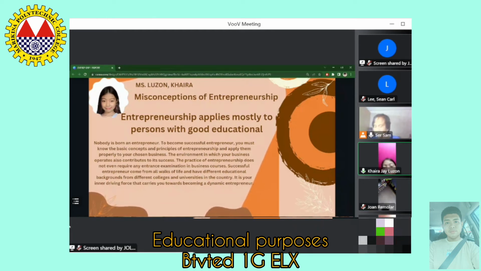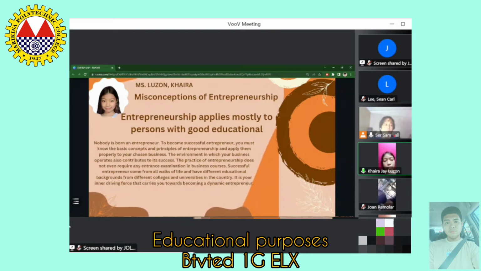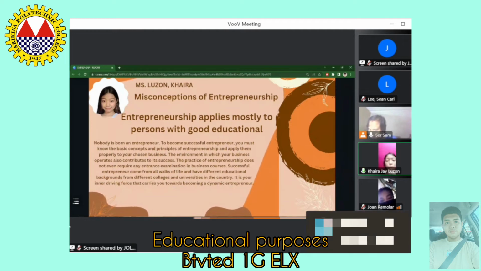Sabi dito, yung misconception nga sa entrepreneurship is, akala nung most sa mga tao is, kailangan nakapagtapos ka sa mga universities. Pero pag mag-create ka po ng business, need lang po ng paghahanda or alam mo yung mga basic steps bago ka mag-start po ng business. Yun lang. Next slide.